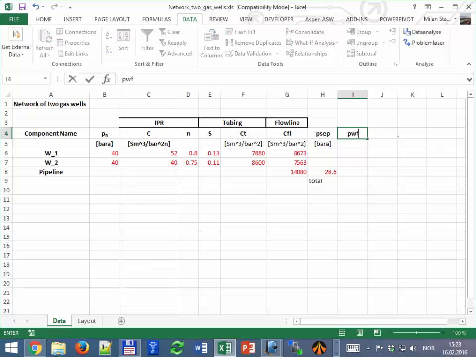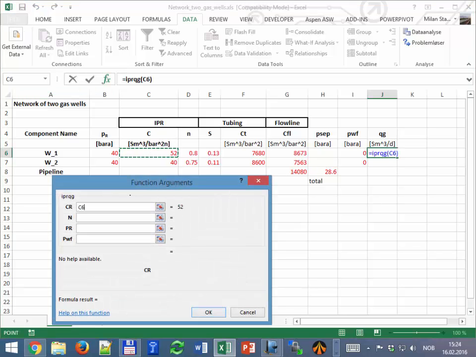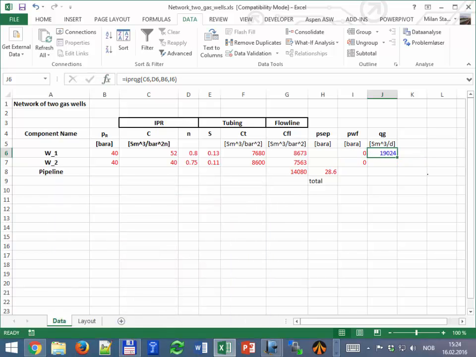So we say PWF in bar, and I'm going to put, for example, 0. We know it's not possible, but for the fun of it, because after that I have to go and overcome all the pressure loss in the tubing. So I get here QG, in standard cubic meter per day. If I use that flowing bottom hole pressure in the IPR QG equation, which uses C, n, reservoir pressure, and flowing bottom hole pressure, I get 19,000 and 10,000. So that's really the maximum rate that I can get, around 29,000.